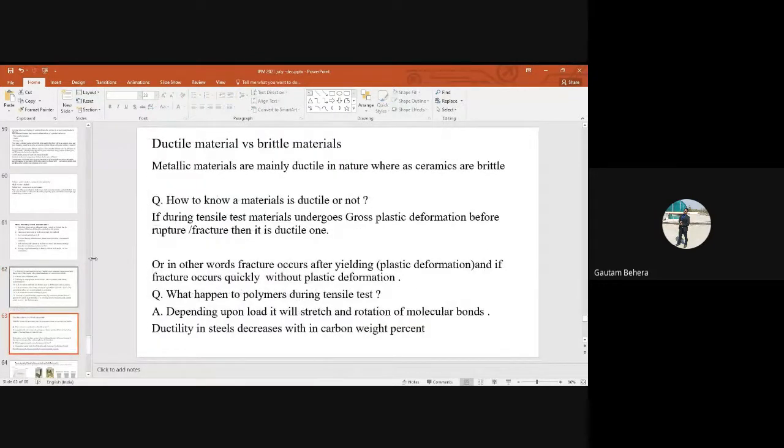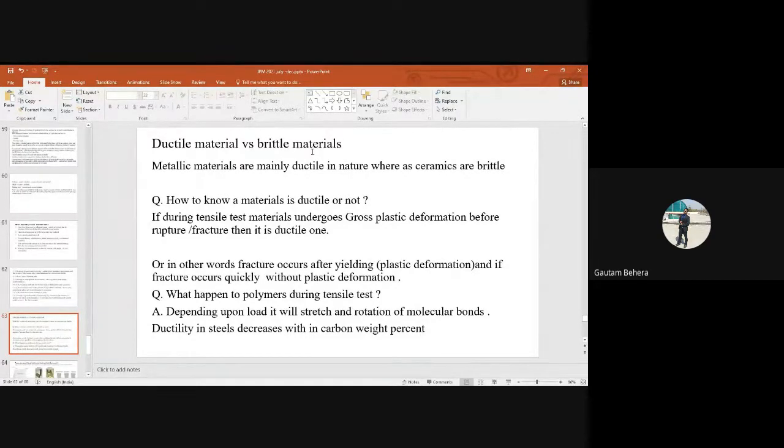Now, finally, there is another kind of classification of materials, called ductile materials and brittle materials. Ductile materials means they are ductile. That means if you pull the material or apply heavy load on the material, they will deform plastically to a large extent, or they will get elongated and stretched without any fracture, right?